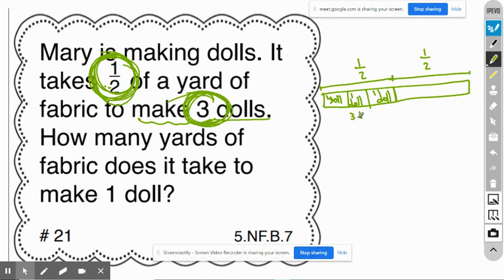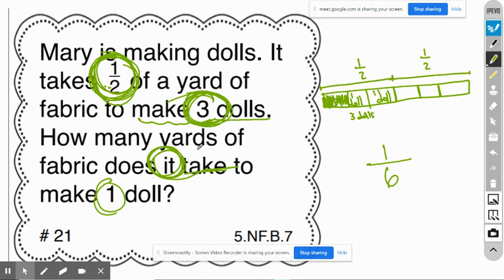She makes 3 dolls. How many yards of fabric does it take to make only one doll? So I want only this little doll here. But remember, whatever I do to this half, I need to do to the other half. What is that now? This is for one doll is one what? Jimmy. 1/6 for each doll.